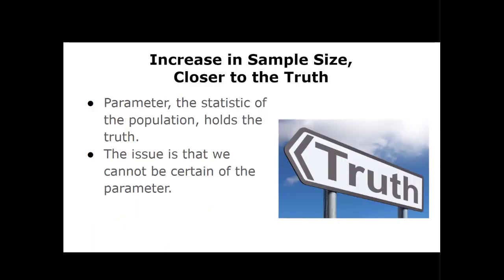In our pet world example, we knew the truth. The owners of the store happened to know that 25% of their 1,000 customers were cat people. But the thing is, we often do not have the population parameter, so we cannot be certain of the truth.